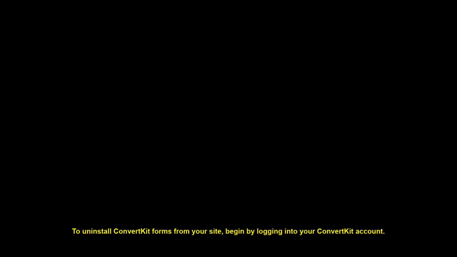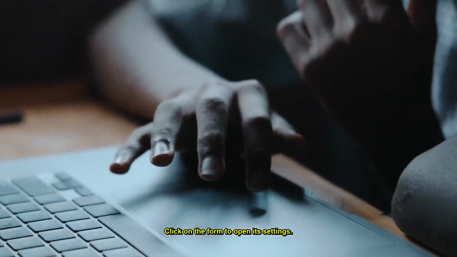To uninstall ConvertKit forms from your site, begin by logging into your ConvertKit account. Navigate to the Forms section on the dashboard. Locate the form you wish to uninstall. Click on the form to open its settings. In the Form settings, find the Embed tab. Copy the embed code associated with the form.